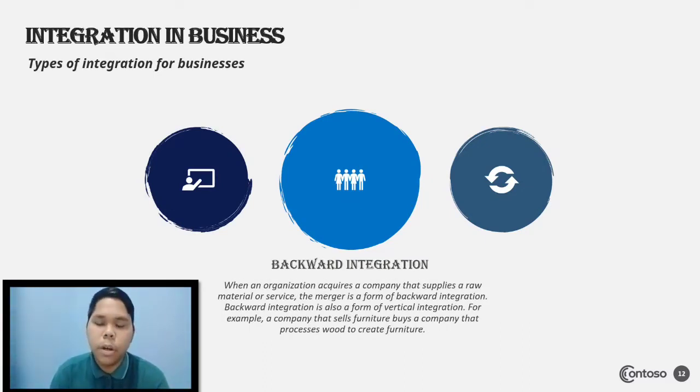When an organization acquires a company that supplies a raw material or service, the merger is a form of backward integration. Backward integration is also a form of vertical integration. For example, a company that sells furniture buys a company that processes wood to create furniture.